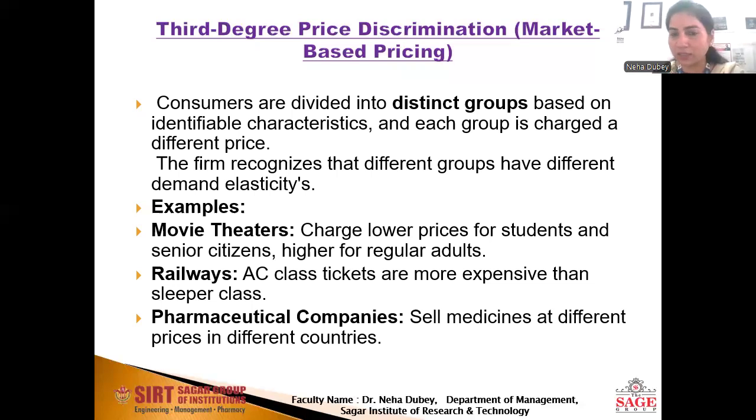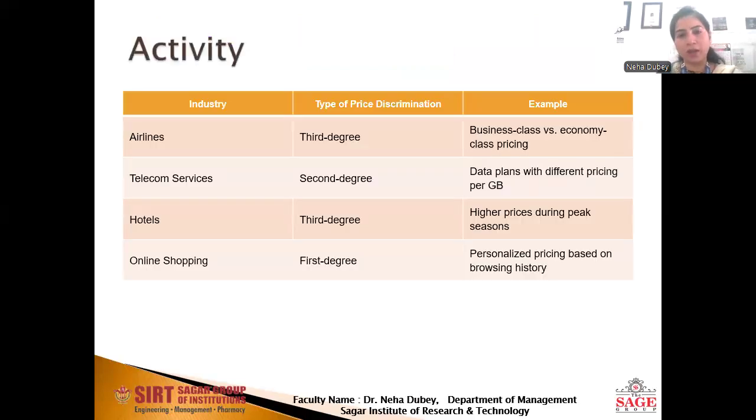Railway AC class tickets are more expensive than sleeper classes. And pharmaceutical companies also sell medicines at different prices in different countries. These are all examples you have already gone through, and you have already observed them in daily routine scenarios. So this is how the market is segmented by various identifiable characteristics, and they charge on that basis, right?